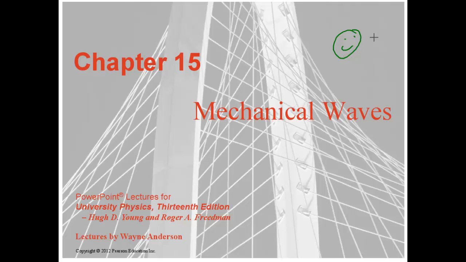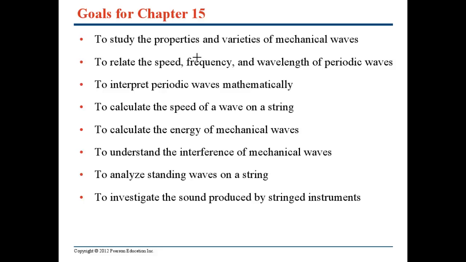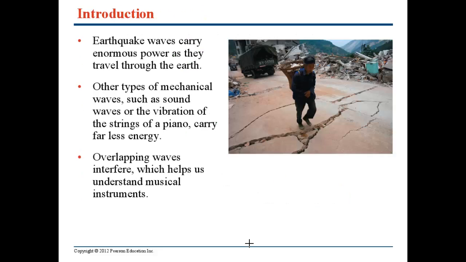This is Chapter 15. We'll be talking about mechanical waves. Starting off, we'll talk about the properties and types of mechanical waves. We'll talk about some of the nuances of waves: speed, frequency, and wavelength. Introduce waves mathematically, talk about speed and energy of mechanical waves. Very important, we'll talk about how waves can interfere with each other and analyze standing waves on a spring. And lastly, talk about stringed instruments.